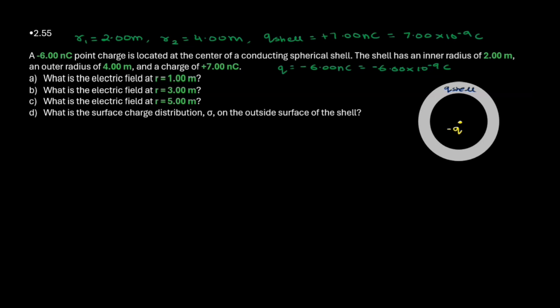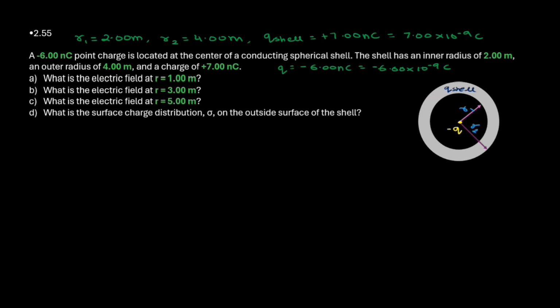Question 2.55. A 6 nanocoulomb point charge is located at the center of a conducting spherical shell. So we call this charge Q, and the magnitude of Q is -6 nanocoulomb. The shell has an inner radius of 2 meter. So this is my inner radius. We call this R1, and an outer radius of 4 meter. We call this R2, and a charge of 7 nanocoulomb. So the charge on the shell is 7 nanocoulomb.